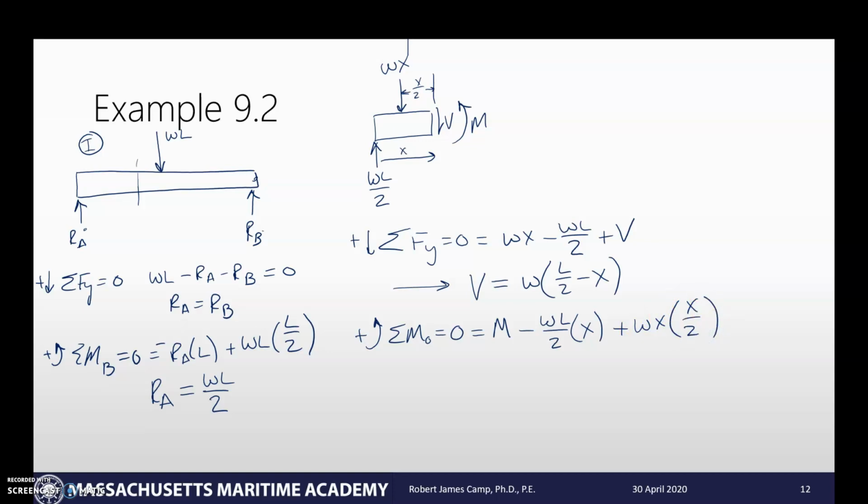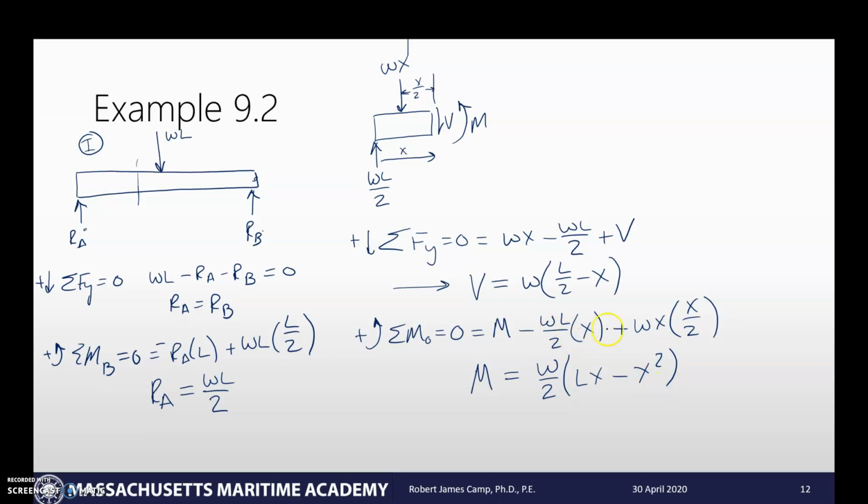And so now we can put all that stuff together. We can move all the W's to the other side. And then we can also make that a little bit cleaner too. So what we'll end up with is W/2 times (L times x minus x squared).